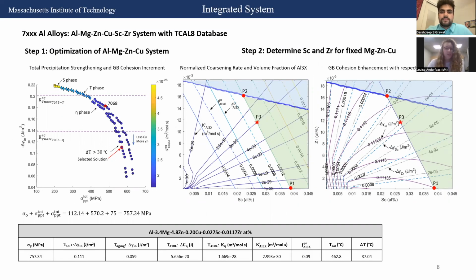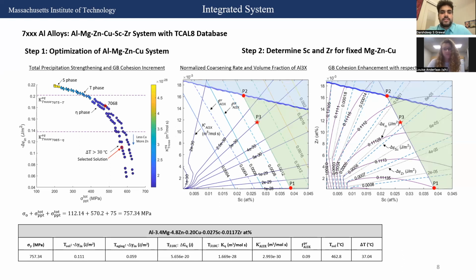Finally, for integrating all of these design components, we had two steps. In our first step, we used a multi-objective genetic algorithm in the aluminum, magnesium, zinc, copper system in order to maximize our total precipitation strengthening and our grain boundary cohesion. And then we determined a list of optimal solutions for these two parameters. In order to have a solution temperature window greater than 30 degrees, we selected this composition right here as denoted by the red circle.